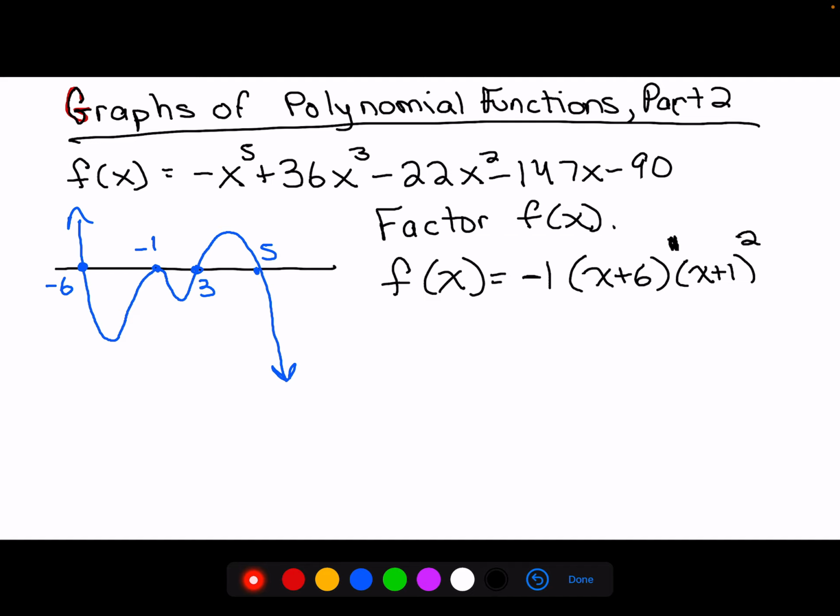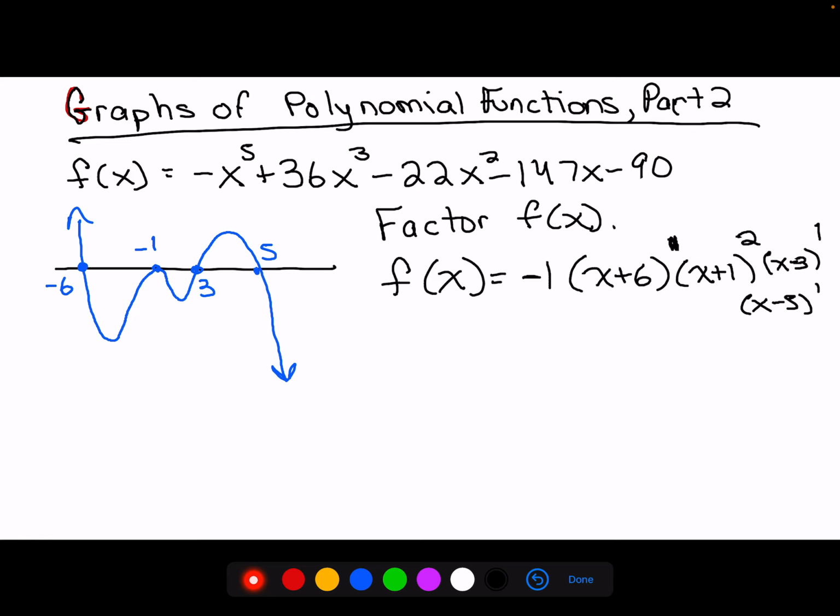Then at 3, I know I need an x minus 3 factor. Hey, it goes straight through, so I know that's an x minus 3 to the first power. And then same thing with 5, x minus 5 to the first power. It goes straight through there, so I know that's going to be just a multiplicity of 1. And looking at all those exponents, 1 plus 2 plus 1 plus 1, that'll add up to the 5 that we need in that leading term. And then we have that -1 out front for the negative.